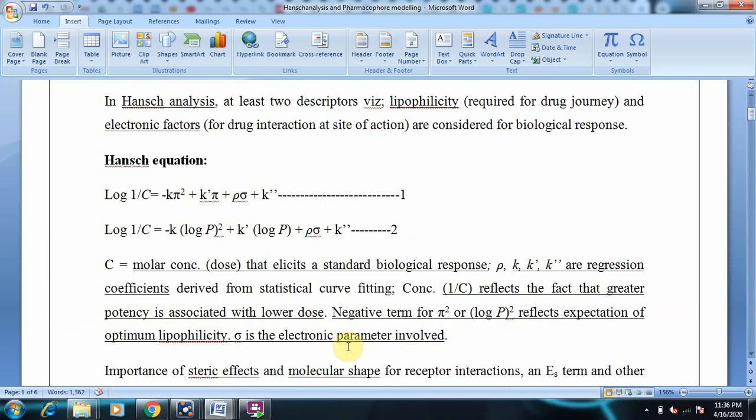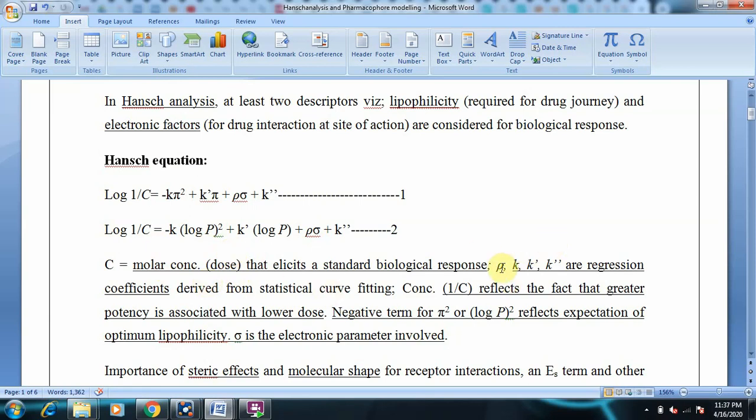And here, as we said, C is equal to the molar concentration that elicits a standard biological response. Molar concentration, that is the dose of a drug. The lower the dose, the better the activity should be. That is the reason we use the term 1 by C. We are not using C, we are using 1 by C, which means the lower the concentration, the better the activity should be.